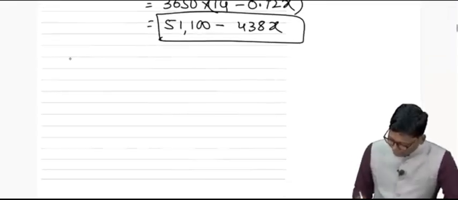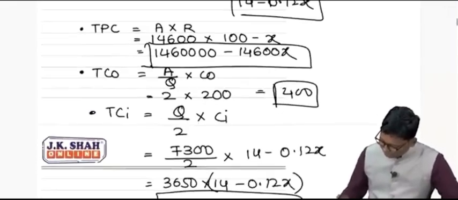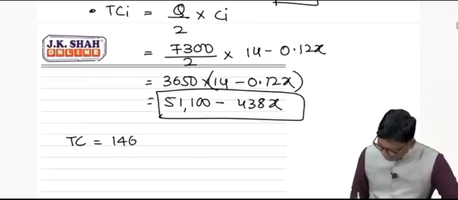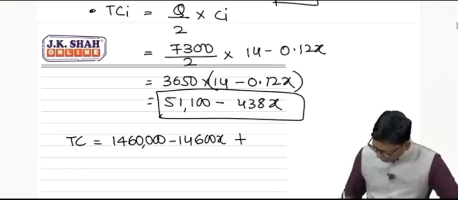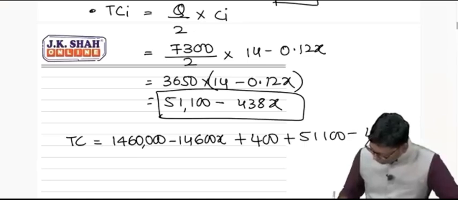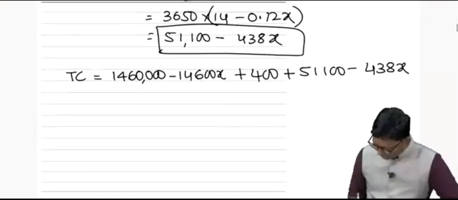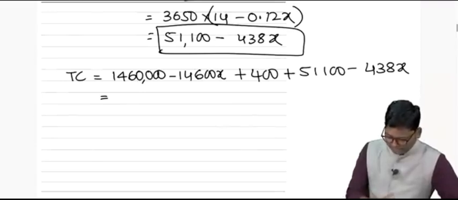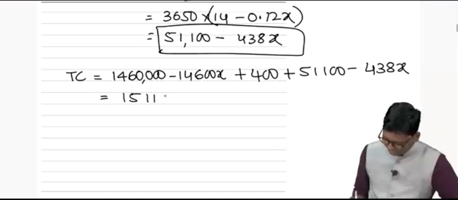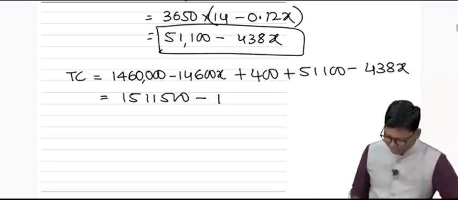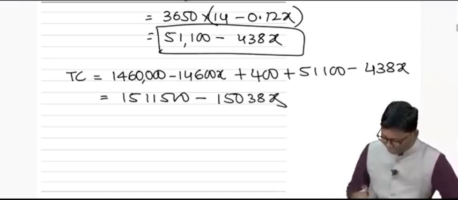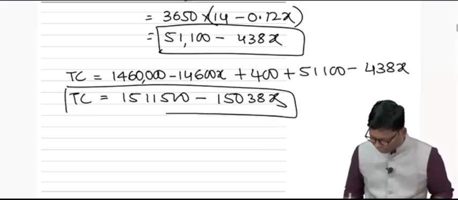Now, if you are calculating total cost, it equals purchasing cost. My purchasing cost is 14,60,000 minus 14,600X discount. In that I am adding my ordering cost, and in that I will be adding my carrying cost, so that I will be calculating my total cost. Now, when you solve this, 14,60,000 plus 400 plus 51,100, you are going to get 15,11,500 minus 14,600X plus 438X, which is 15,038X. This is something called the total cost when EOQ is not followed.